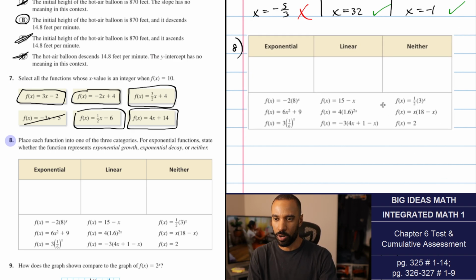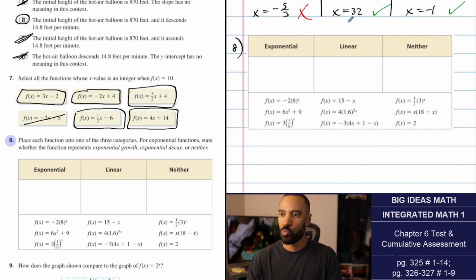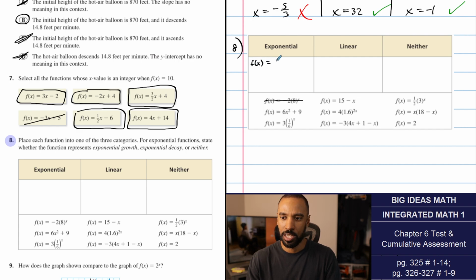For exponential functions, state whether they're growth, decay, or neither. I'll put a G or a D for them. All right, first one is totally an exponential function right here, and it is growth because the 8 is more than 1. So f of x equals negative 2 times 8 to the x power, and it's exponential growth.